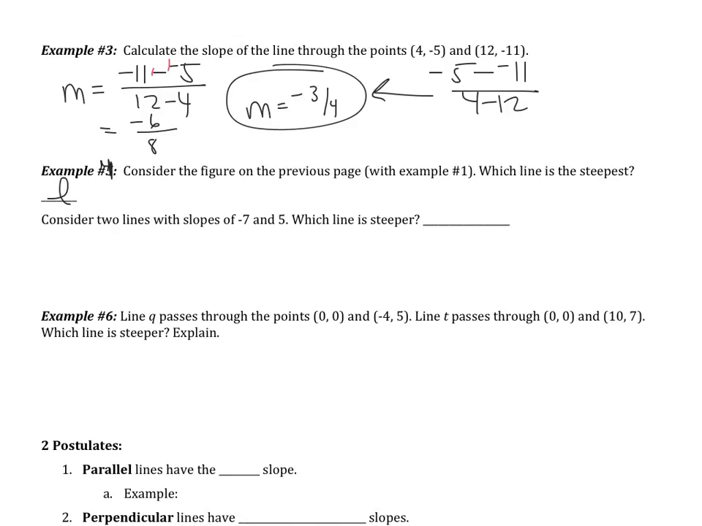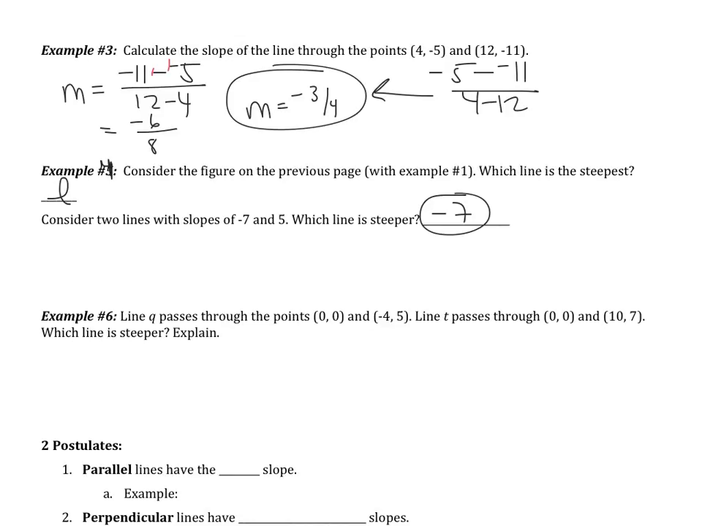Now, if you don't have a picture, but instead you have two lines with slopes of -7 and 5, which one is steeper? The larger number, disregarding sign, is always steeper. So the slope of -7 is steeper. Doesn't matter that it's negative. The reason is because let's think about slope.